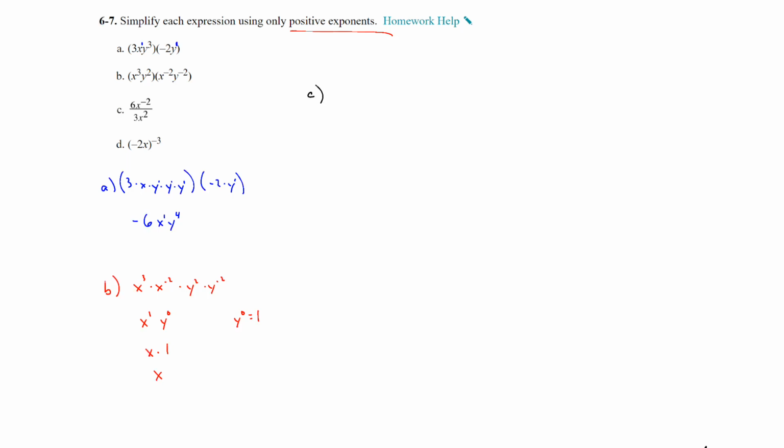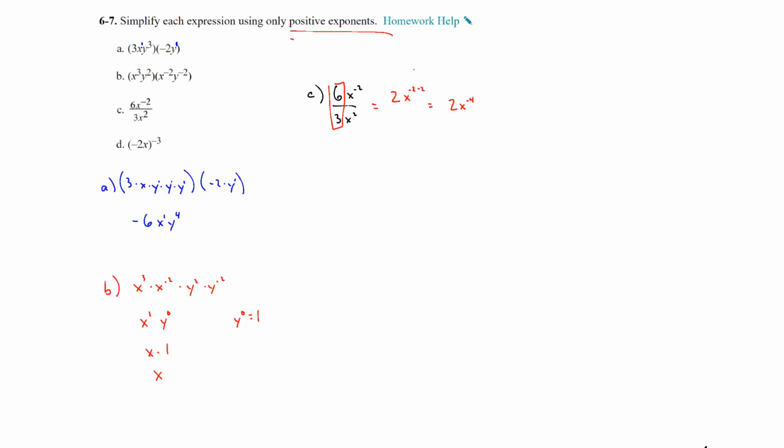Moving on to C, we have division now. We have 6x to the negative second divided by 3x squared. So once again, we could move the x to the negative second to the denominator. Let's just go ahead and keep it the way it is and simplify from there. This is 6 divided by 3. So 6 divided by 3 is 2. And remember, when we divide, we're going to subtract our exponent. So it's x raised to the negative 2 minus 2. So that would be equal to 2x to the negative fourth power.